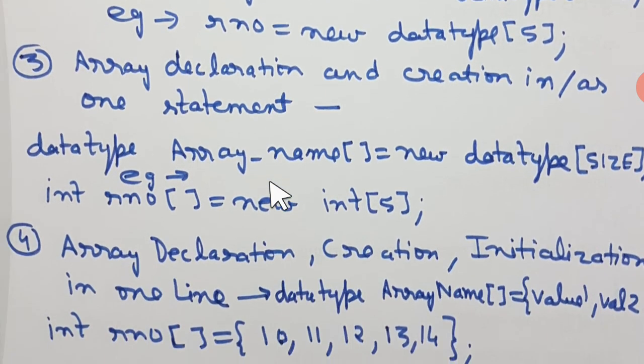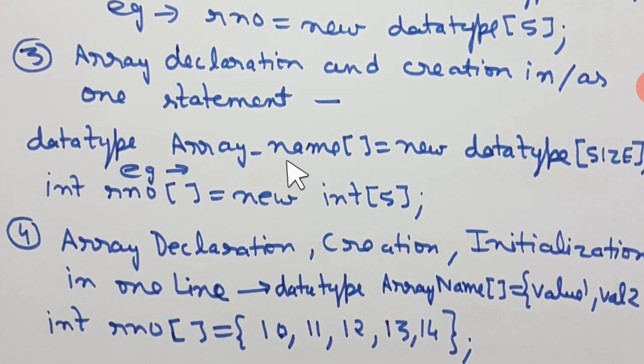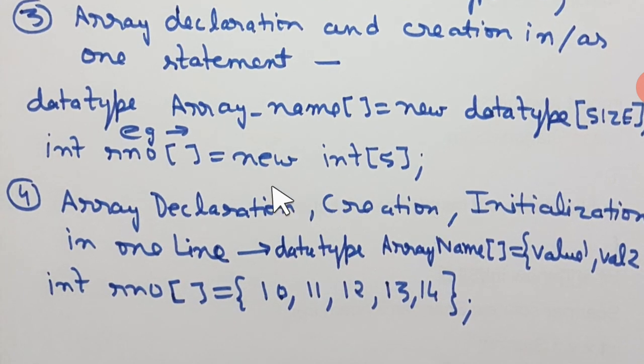Okay, now I am getting back to this: data type, array name, square bracket, equal to new data type, size. That is the declaration and creation in one line. So here I have combined: int RNO square bracket, assignment operator, new int 5 semicolon. After that, students, array declaration, creation, and initialization in one line. It's a very powerful statement. We have here int RNO square bracket, assignment operator, then in the curly braces I have written 10, 11, 12, 13, and 14, separated all the values with commas, curly braces closed, and semicolon.